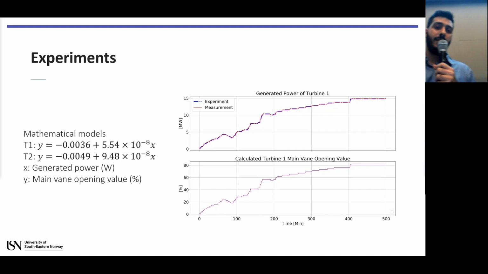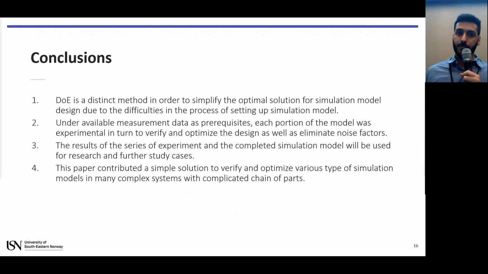But here we can see that the experiment and the measurement have a very good accuracy, meaning that the DOE was actually well executed. These equations, of course, will be used in further research in controlling and predicting the generated power of the turbines.